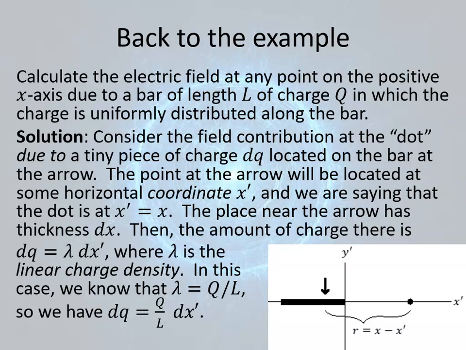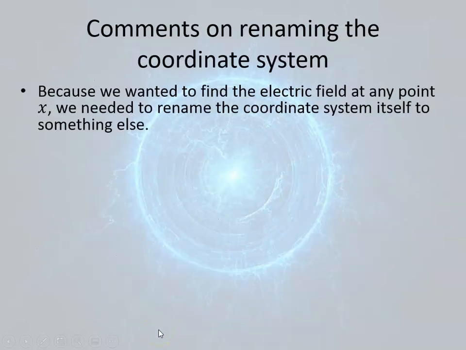So, since in this example this is a uniform bar of charge, you can say, oh, I know what lambda is for a uniform bar of charge. It's just equal to the amount of charge on the bar divided by the length of the bar, Q over L. So yay, I know what lambda is for this particular example. So I can plug that in for my lambda and say that, okay, wherever I have a dq, I can replace that by Q over L times dx prime.